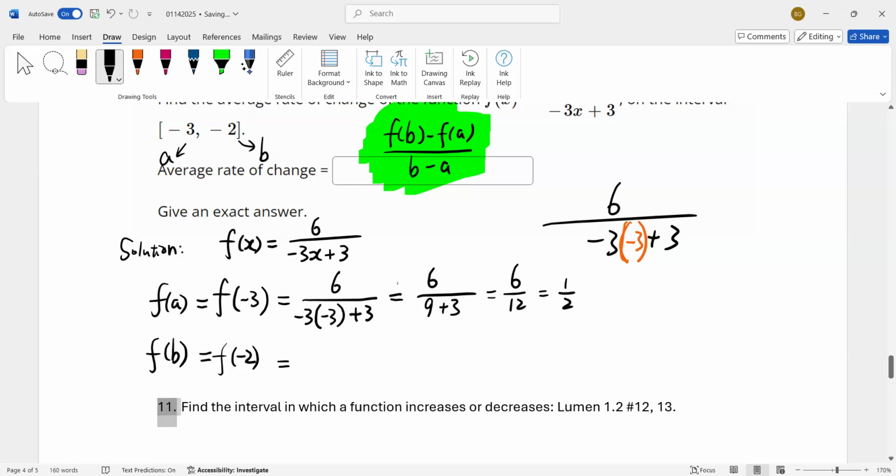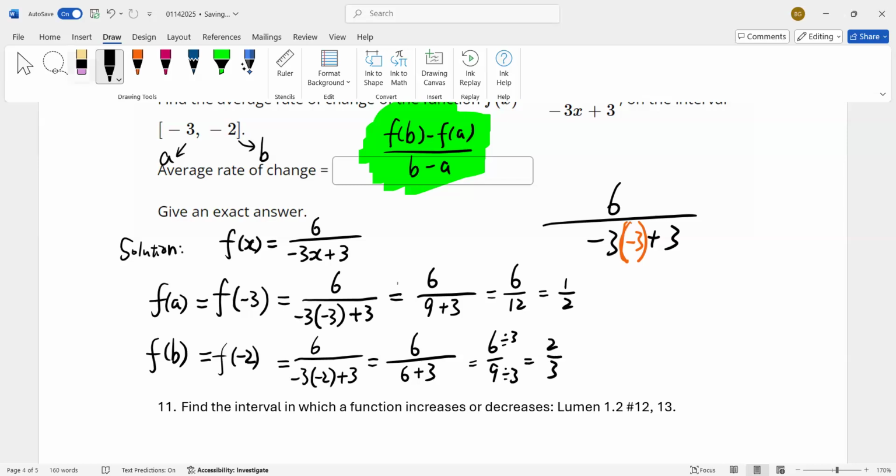Two-thirds. 2/3. I agree, I think it is correct. 6 on the top, negative 3 times negative 2, and then plus 3 on the bottom. Negative 3 times negative 2 is a positive 6. 6 plus 3 is 9. 6 and 9 have a common factor 3. Divided by 3, divided by 3. We have 2/3. Perfect. Very good.